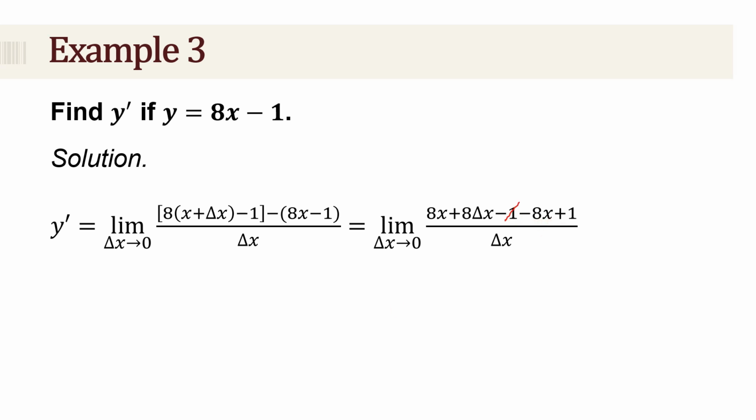Ngayon, pwede na natin i-cancel out tong part na to, which leaves us with the limit of 8 delta x over delta x as delta x approaches 0. At pwede rin natin i-cancel out itong part na to, which leaves us with the limit of 8 as delta x approaches 0. Or that is just equal to limit of a constant, y prime is equal to 8. So the derivative of y equals 8x minus 1 is equal to 8.